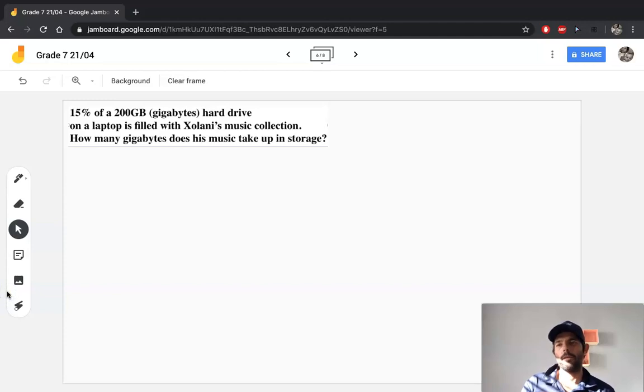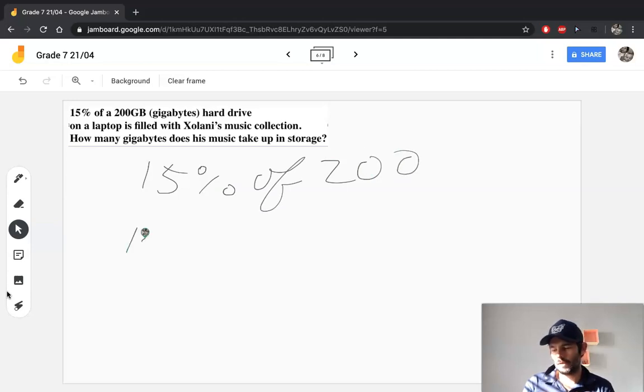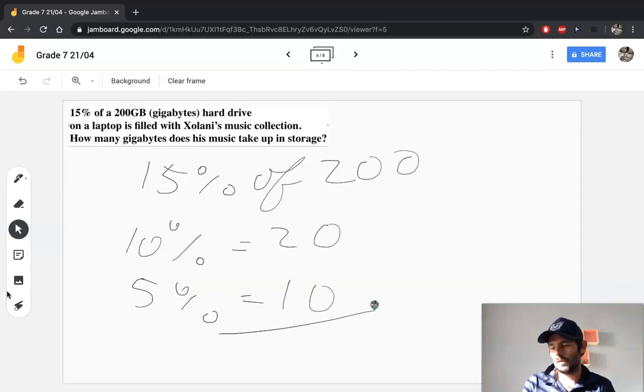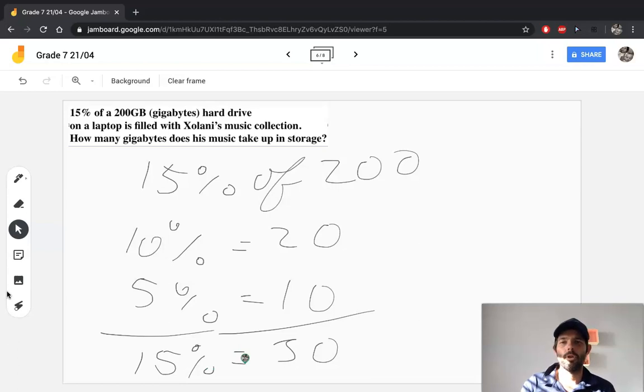Okay, so there's the question involving Kulani's music collection. So 15% of 200. How many gigabytes does his music take up in storage? So I'm going to work out 15% of 200. I can work out 10%. That equals 20. So therefore 5% will equal 10. And if I add them together, there's your 15% equals 30.